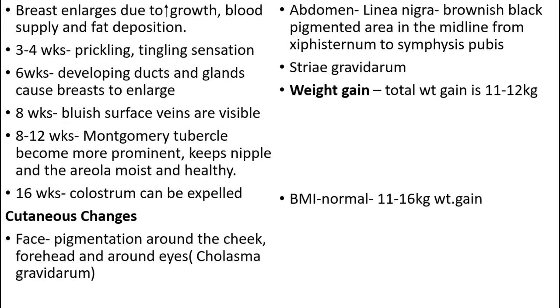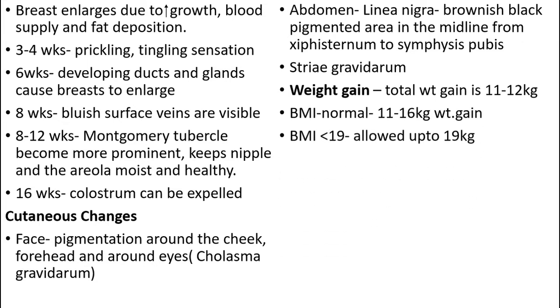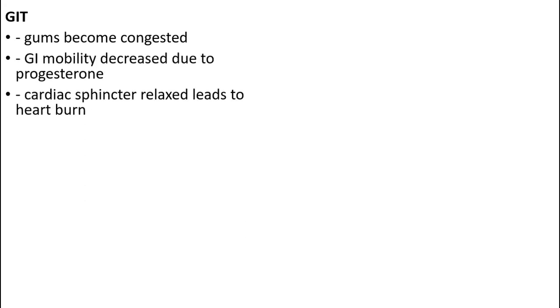The patient will gain weight of around 11 to 12 kg if the BMI is normal. If the BMI is less than 19, the patient can gain up to 19 kg, and if the BMI is more than 29, not more than 7 kg. And the GI system becomes congested.